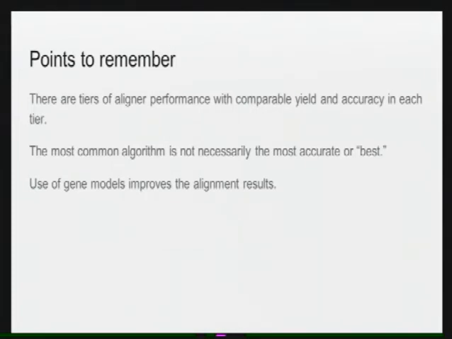Yeah, there are tiers of aligner performance. So not all aligners are created equal. Some of them do perform better than others. The most common algorithm, though, the one that you might hear of or see most often, is not necessarily the best one. And then the other thing I didn't point out is the use of the gene models. So if you're working with human data, presumably, or any other species, using the known gene model annotations really improves the performance of the algorithms.